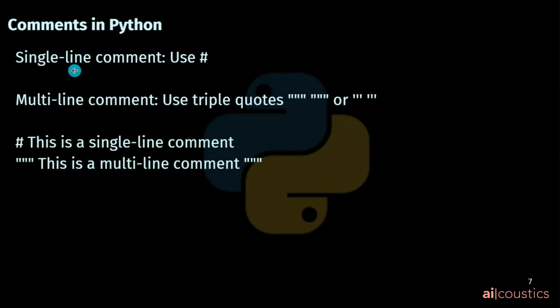So how do you write comments in Python? Here we have a single line comment. For a single line, we use the hashtag. For a multi-line comment, we can use triple quotes. This is how you can write it. Triple quotes, you can use it like this or this.